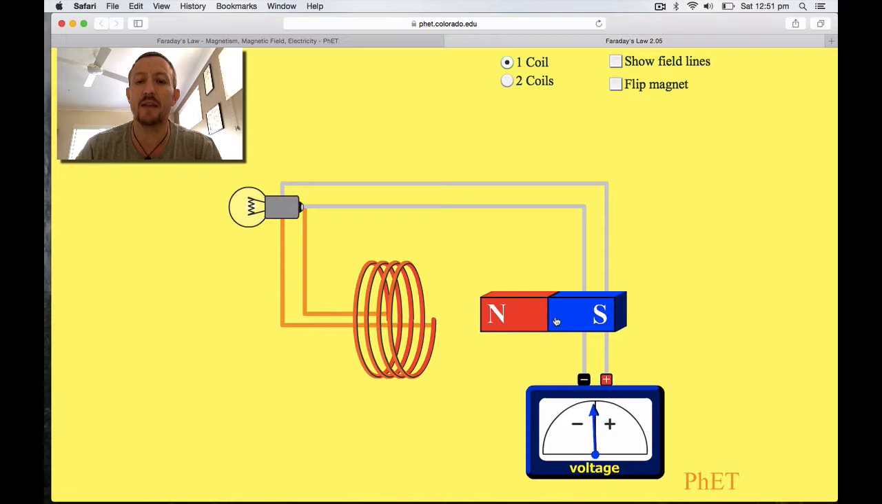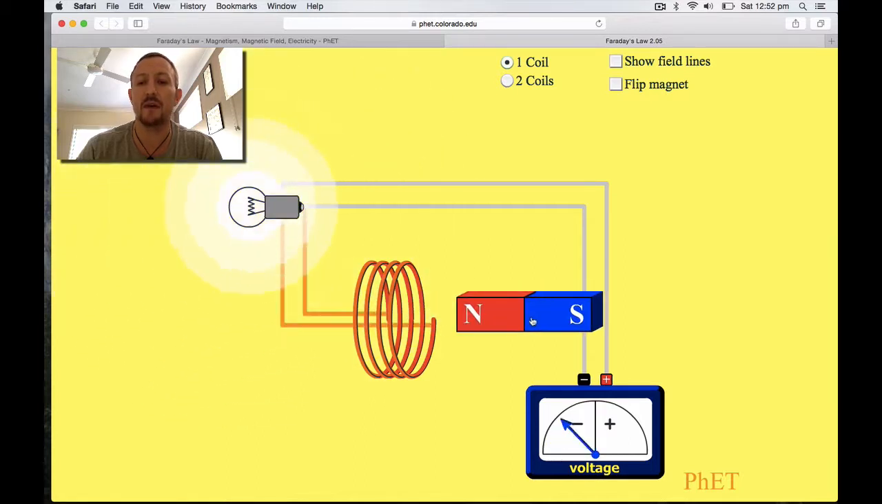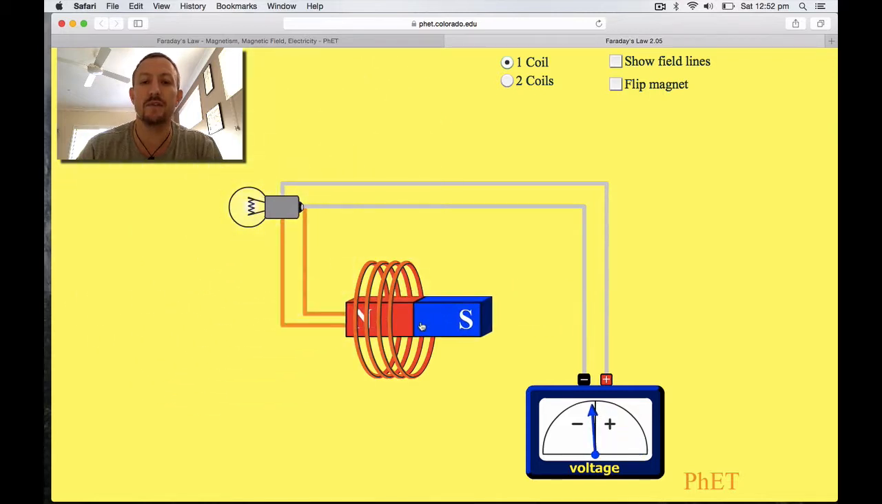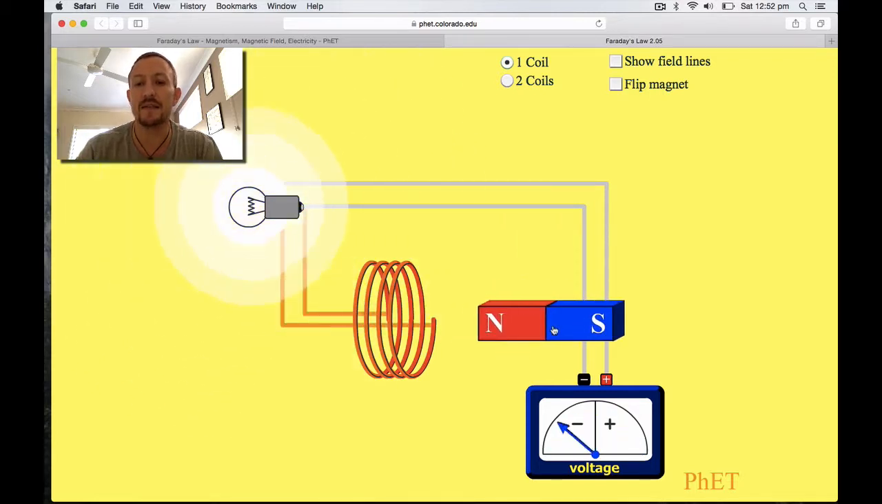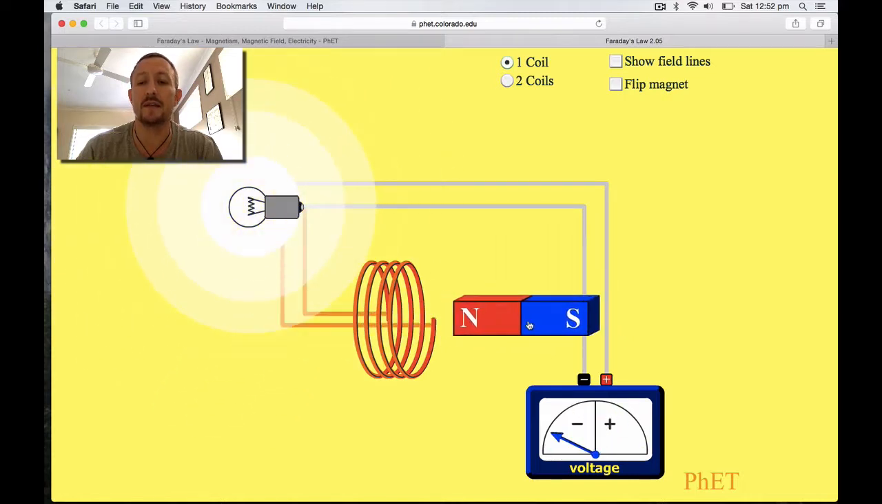So let's do it again. Let's push our north in, it goes positive, and the light flashes. No movement once it's stationary. Pull it out, and we can see that it goes in the opposite direction. Positive, 0, negative, out.